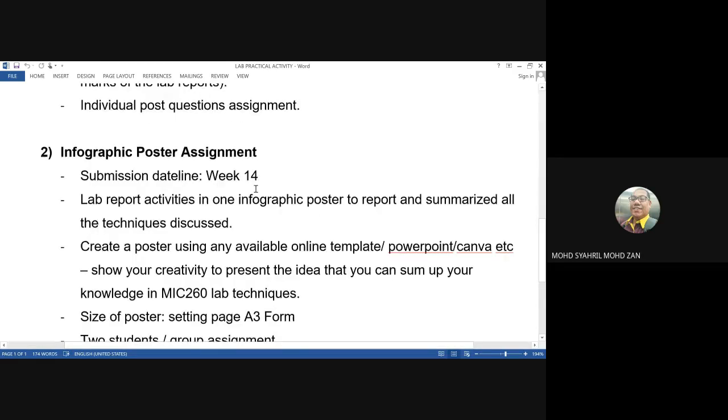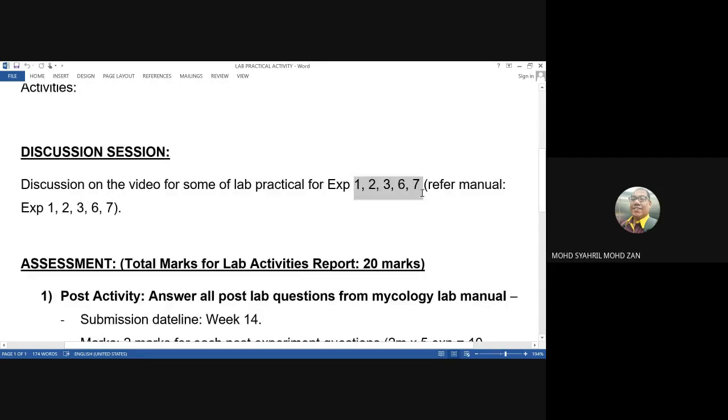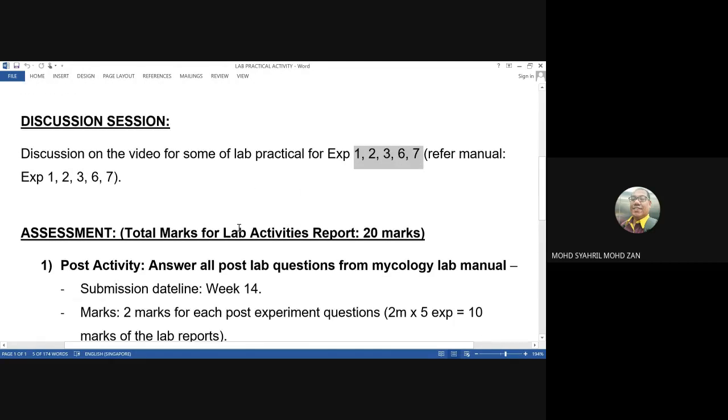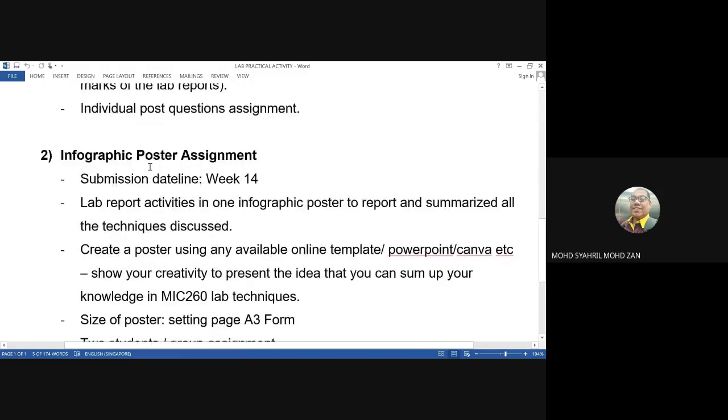Lab apa yang kita ada? Lab 1 sampai lab 6. Lab 7. So saya dalam new future saya tulis 1, 2, 3, 6, 7, ni saya letak 4 dan 5, right. So boleh refer kat situ. So awak kena buat infographic poster assignments. Okay. So this one awak kena includekan semua teknik-teknik yang akan kita discuss dalam lab.